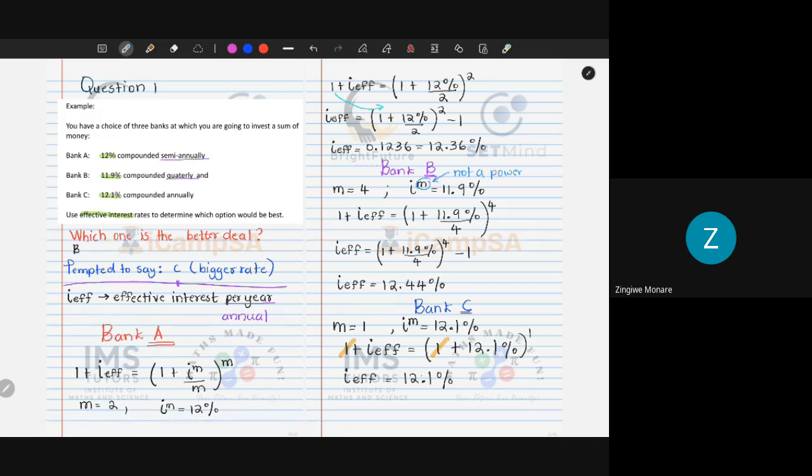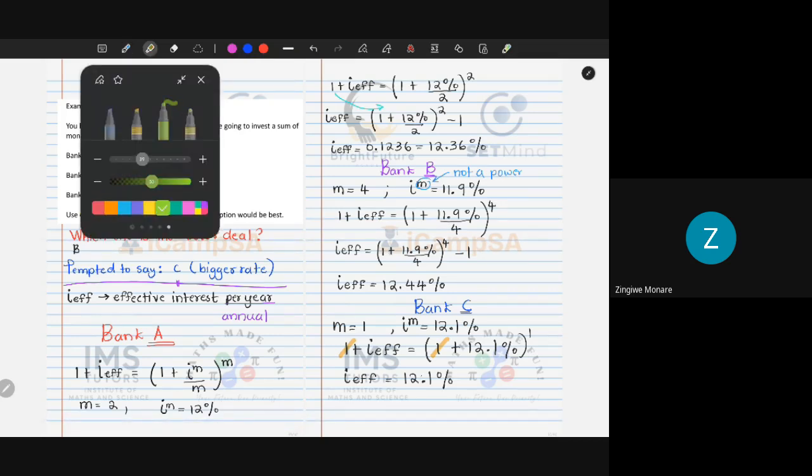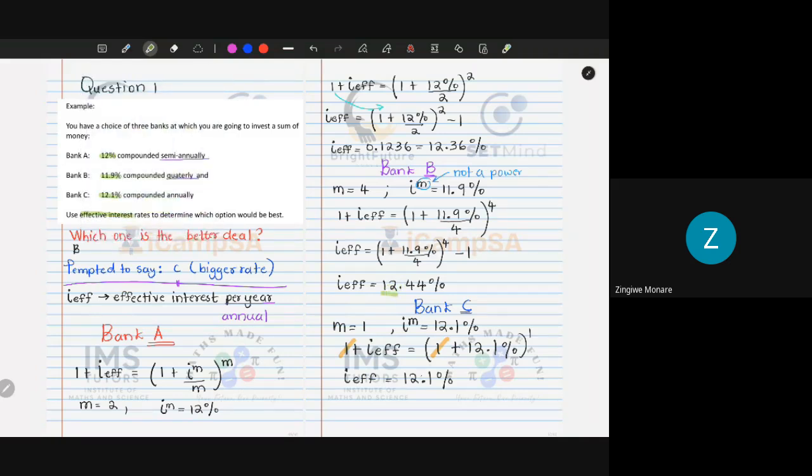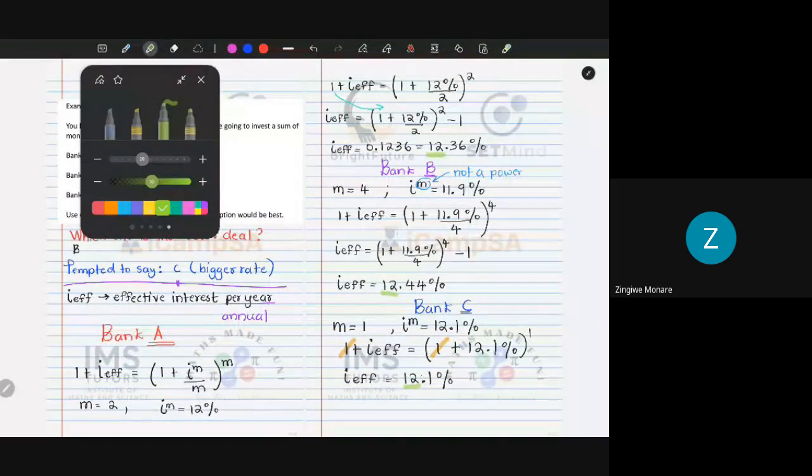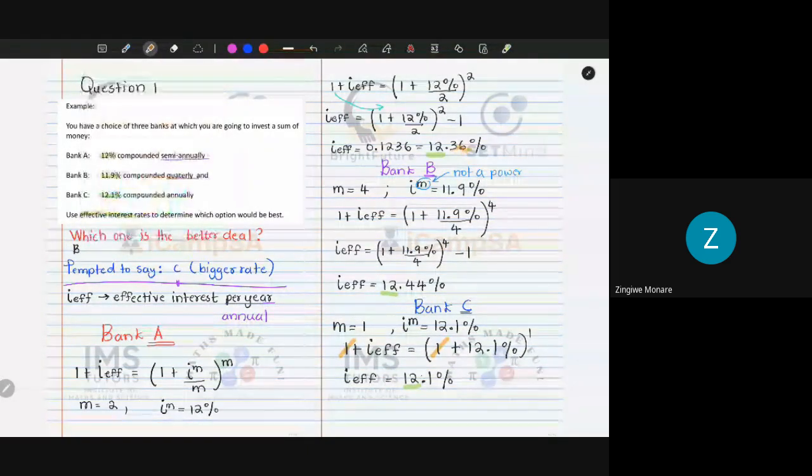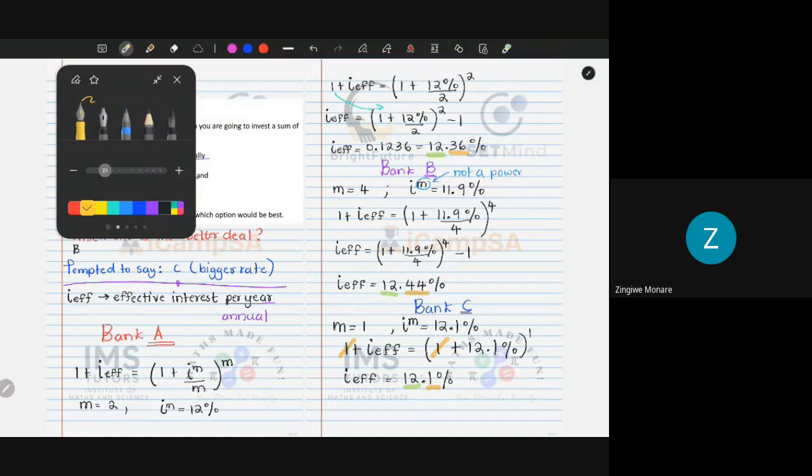Or, just in simple terms, we can see that the 12s are the same. So we have 12, 12, and 12 for all of them. So what then is different is what comes after the 12: 36, 44, and 1. So which one is bigger? Is it Bank A? Is it B? Is it C? B. Bank B.